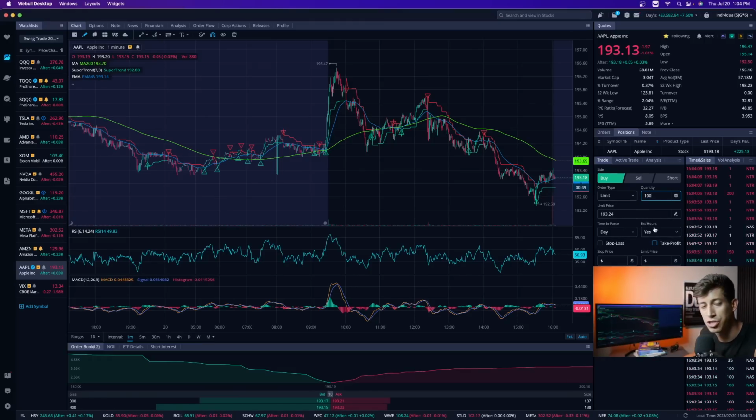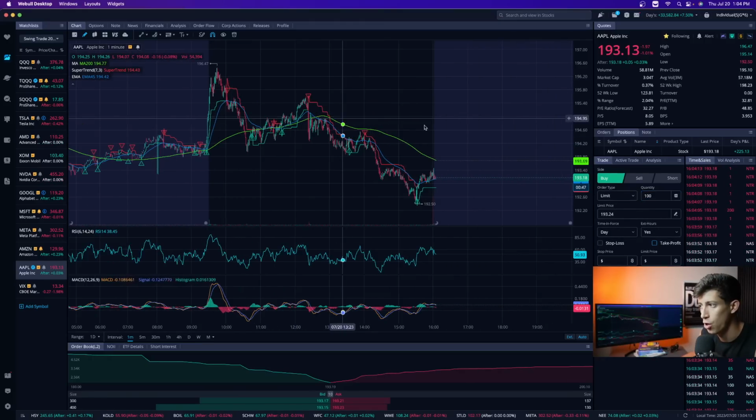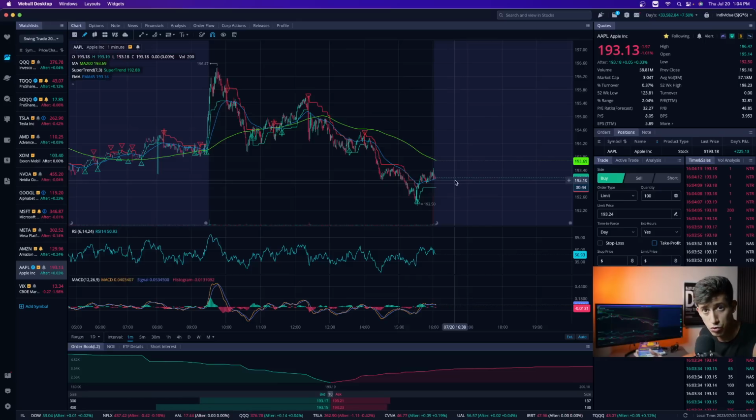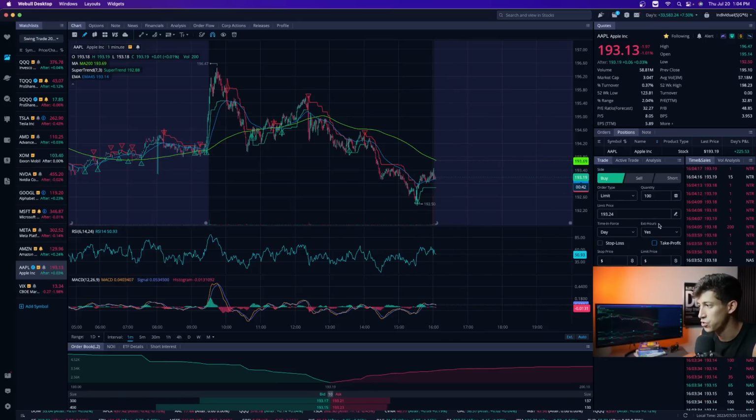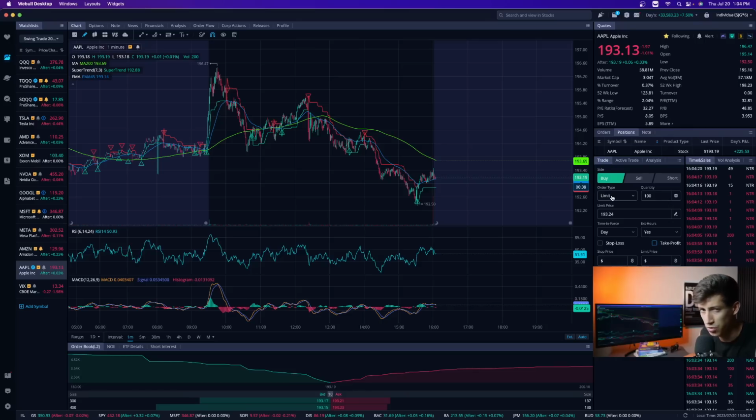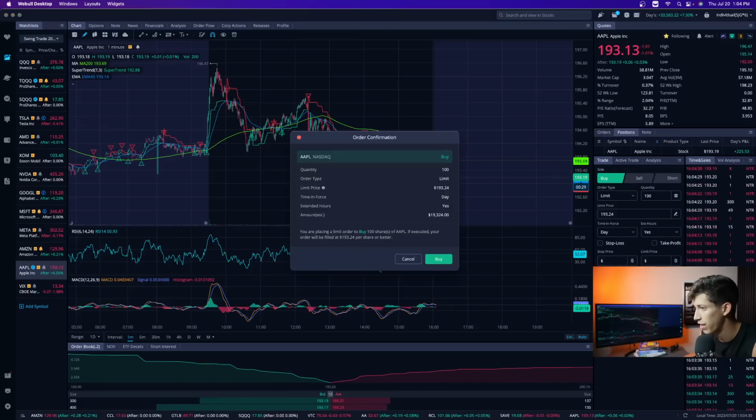And then EXT just means extended hours, which means pre-market or after-market hours. If you ever want to trade during those hours, then again, you have to turn on EXT to be able to enforce that. And yes, you can only buy with a limit order. You cannot buy with a market order during after-market hours. So now that I have all of that set, again, this is just time in force. It's just day, that just stays the same. I go ahead and I click buy Apple.